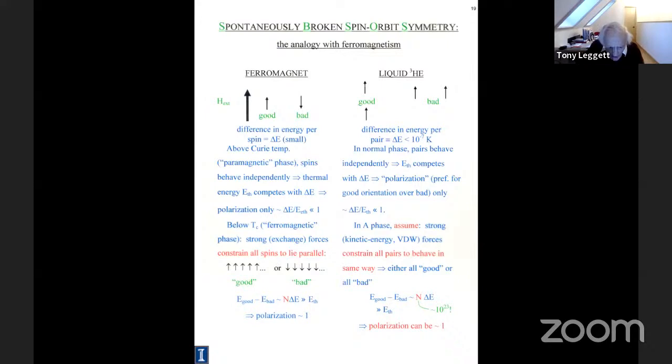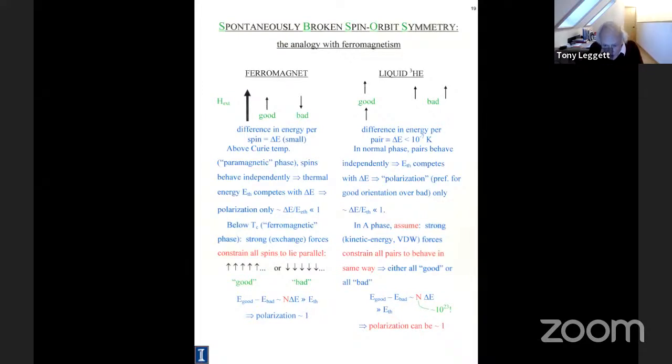Below TC, in the ferromagnetic phase, there are strong exchange forces, absolutely nothing to do with the ordinary Zeeman energy in the external field, of quite a different nature. These strong exchange forces constrain all the spins to lie parallel. Now you have to choose. Do you have all your spins along the field or all against them? All good or all bad? Now the energies which are competing with the thermal energy are not delta E, but rather n times delta E, which is huge because n is 10 to the 23 or whatever. So that means the polarization is indeed of order 1, and that's what is seen experimentally.